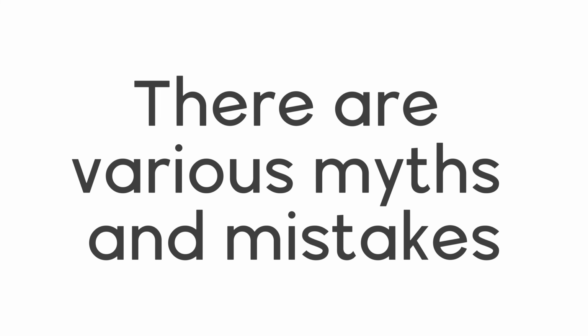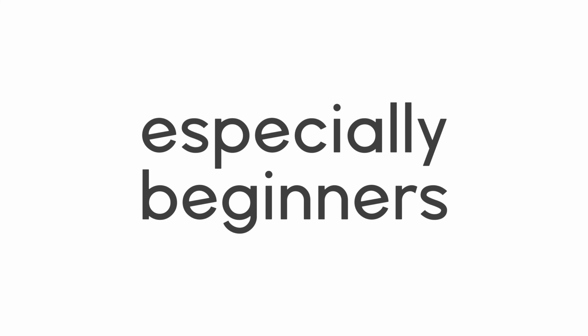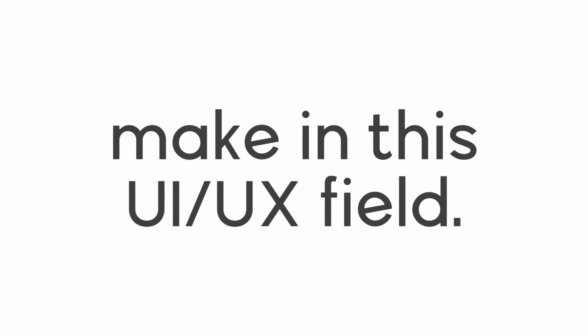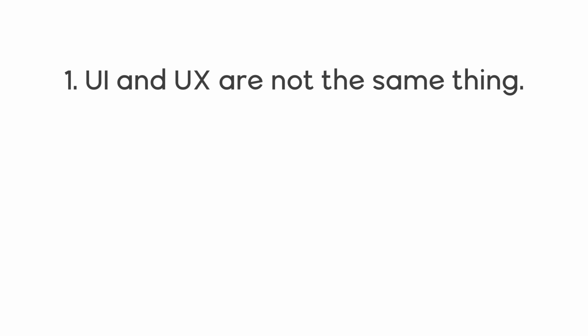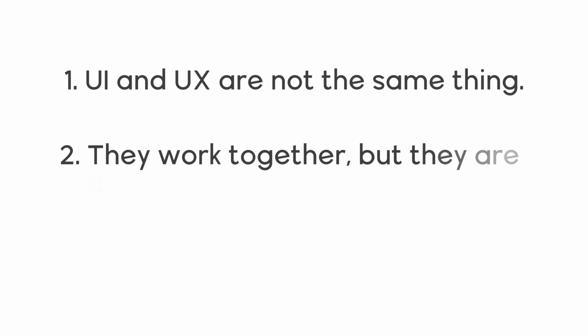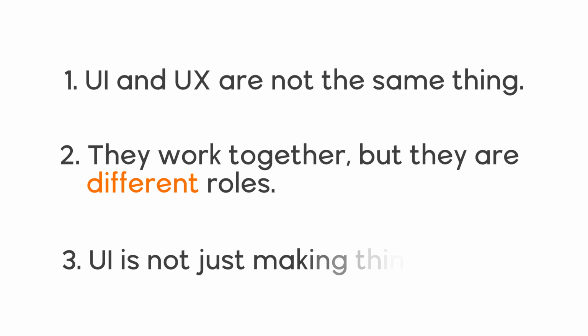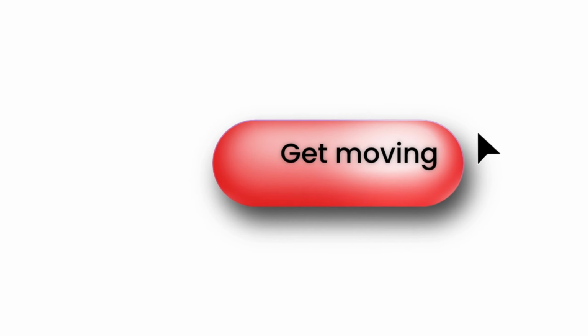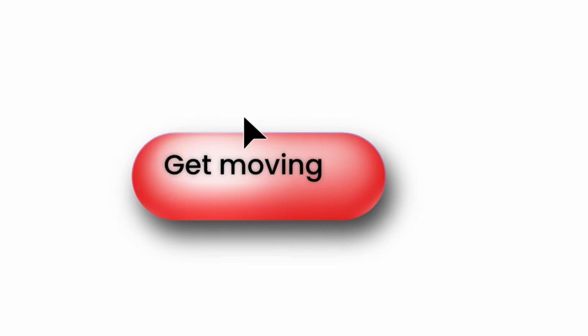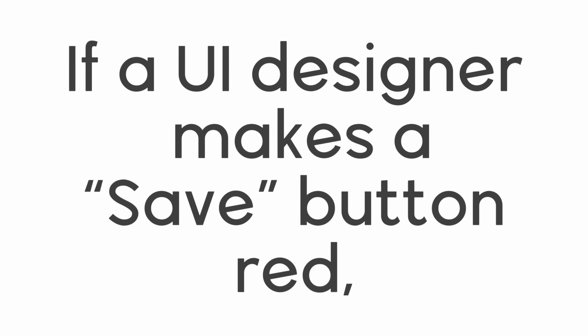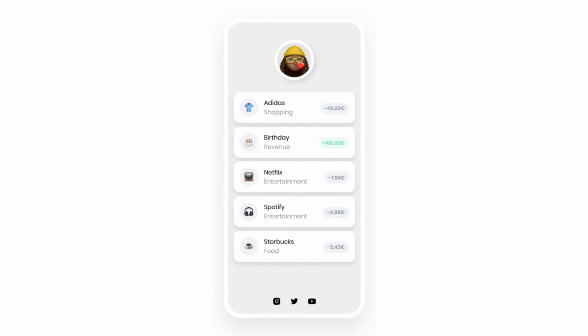There are various myths and mistakes especially beginners make in this UI UX field. So UI and UX are not the same thing. They work together but they are different roles. Also, UI is not just making things pretty. UI is about communication. If a button is red, it usually means stop, delete, or it gives a warning. If a UI designer makes a save button red, they have failed. UI uses visuals to guide the user.